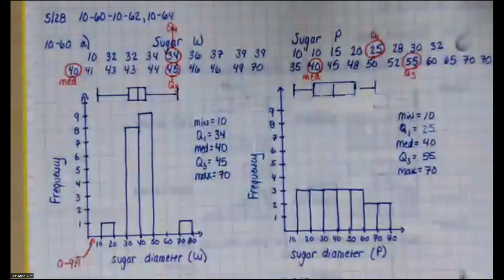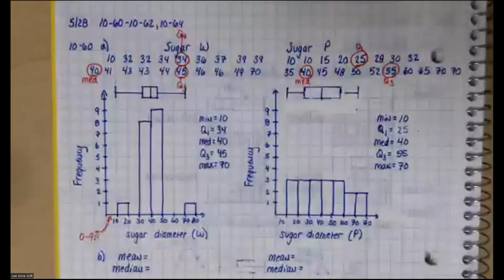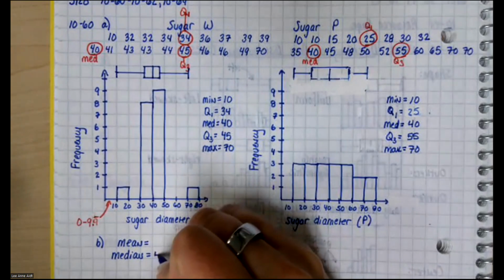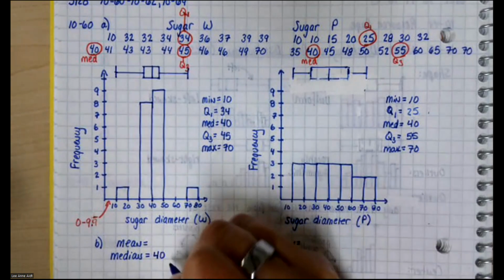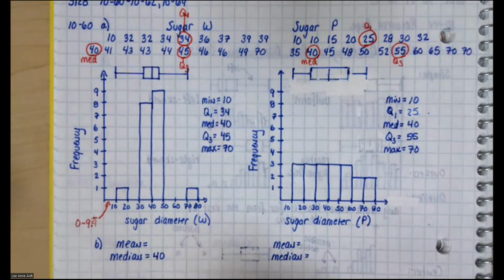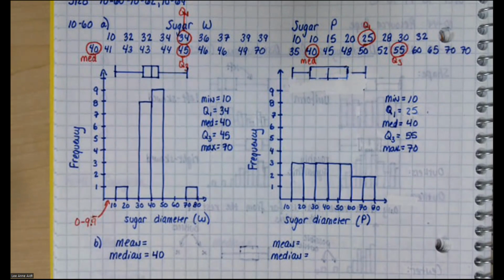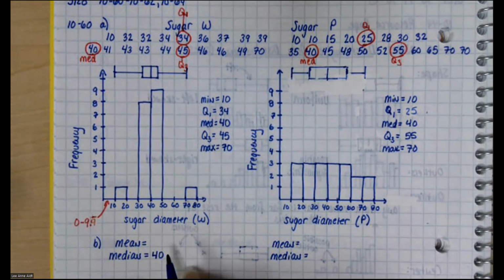is to find the mean and the median of both sets. We actually have the median already. What was it in micrometers? It was micrometers, right? Yeah, that's the sugar diameters. I believe these were in micrometers.